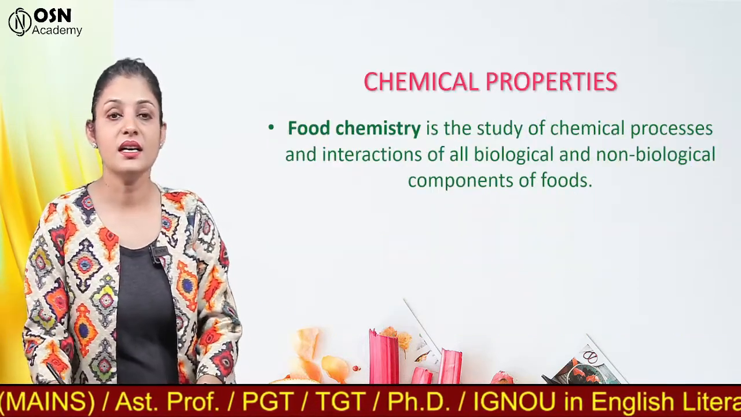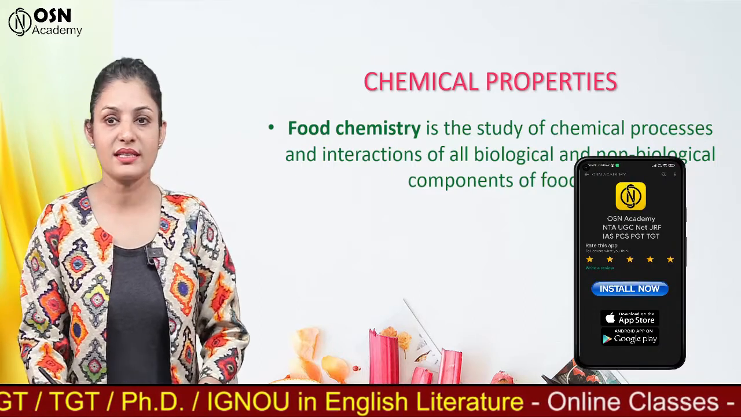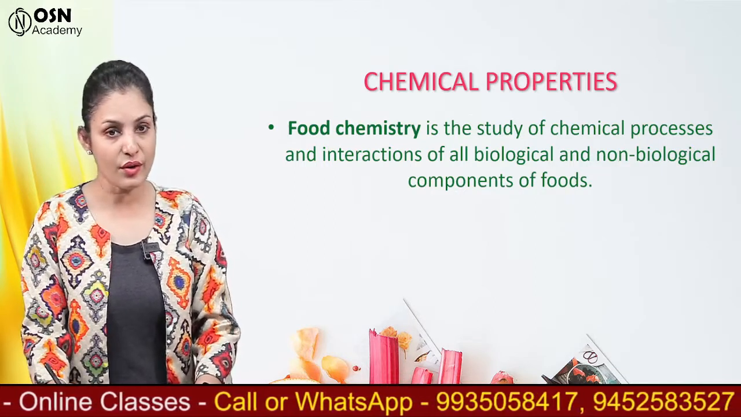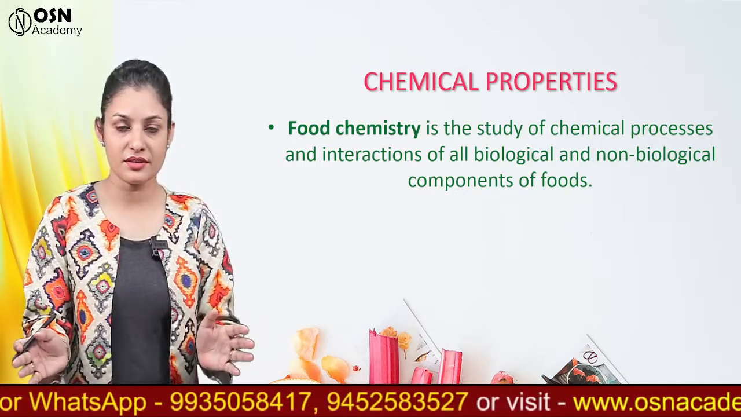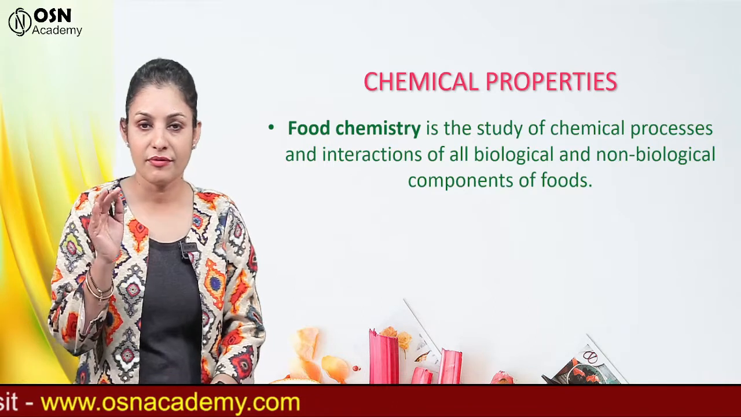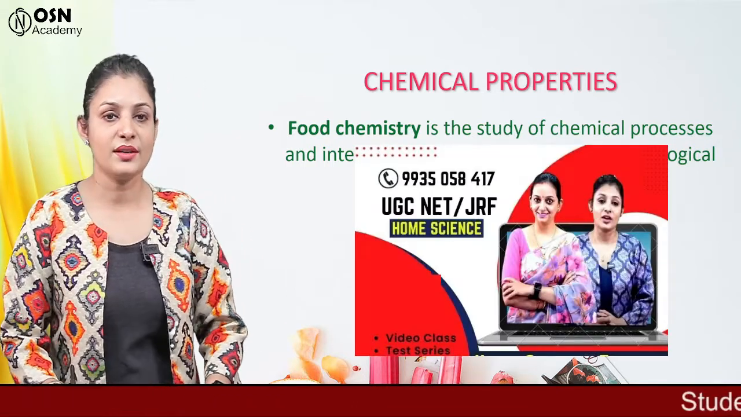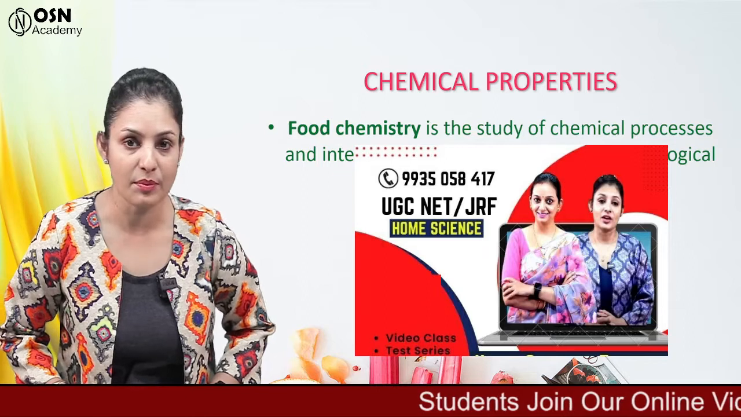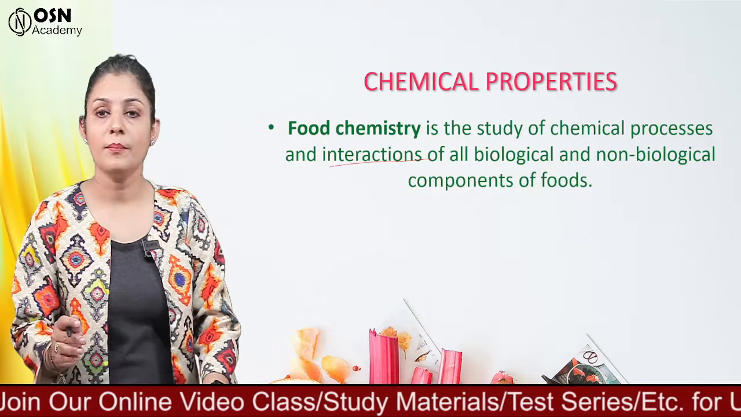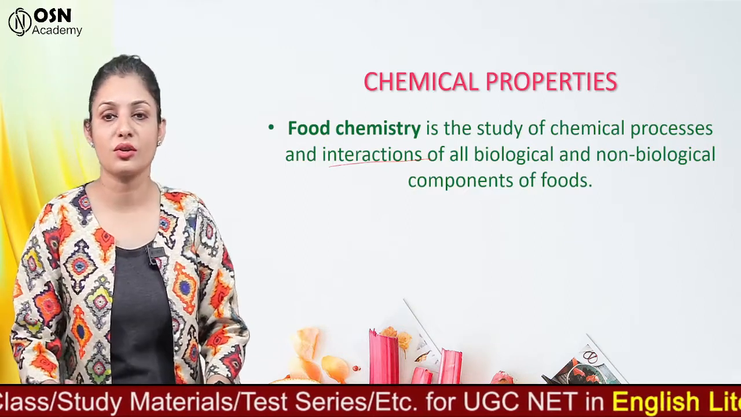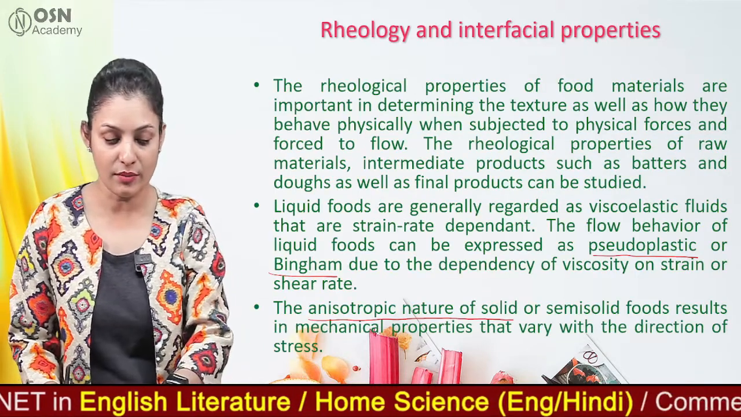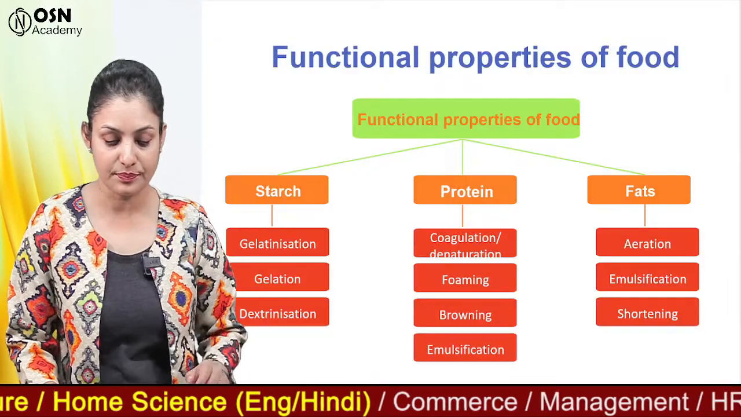Next comes the chemical property. As you all know, chemical property means what? It is changing the identity of the food. The food is a totally different product when it goes through the chemical properties. And food chemistry is basically the study of those chemical properties. It is the study of chemical processes and interactions of all biological and non-biological components of the food. Both components have to be taken care of while we are looking at the chemical properties.